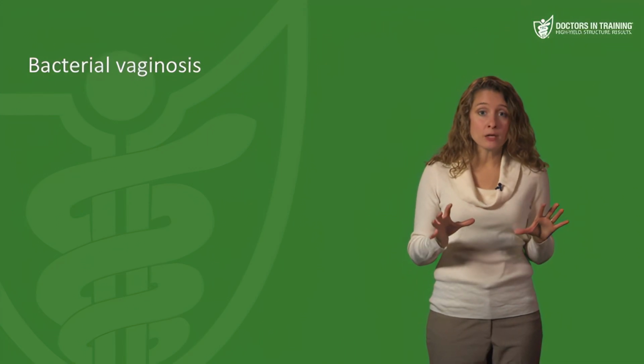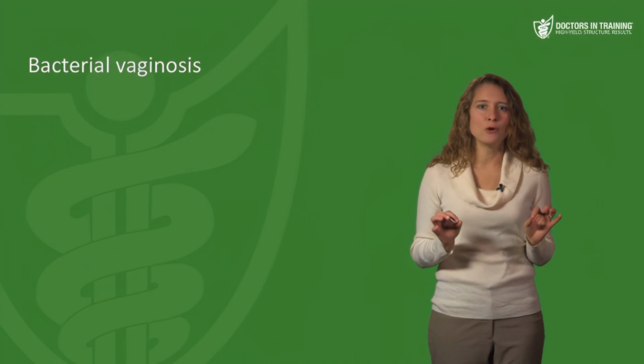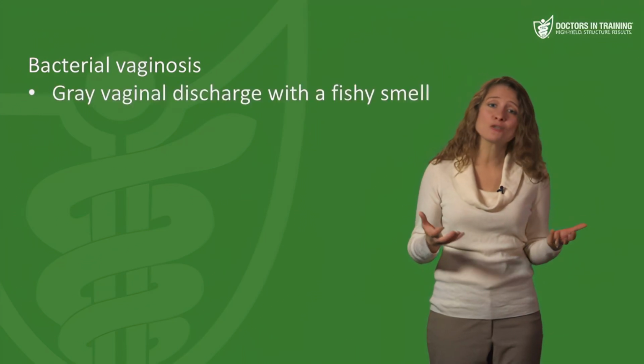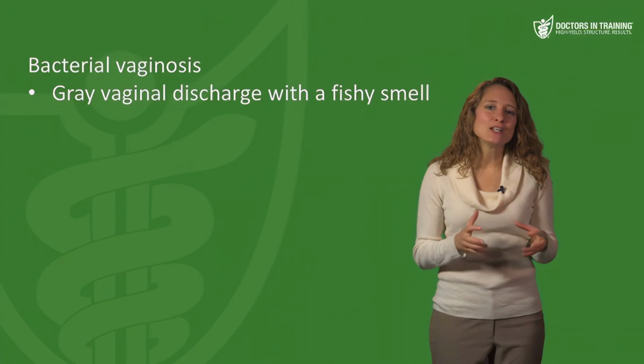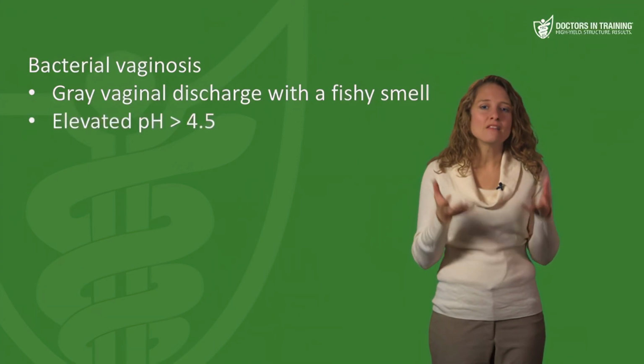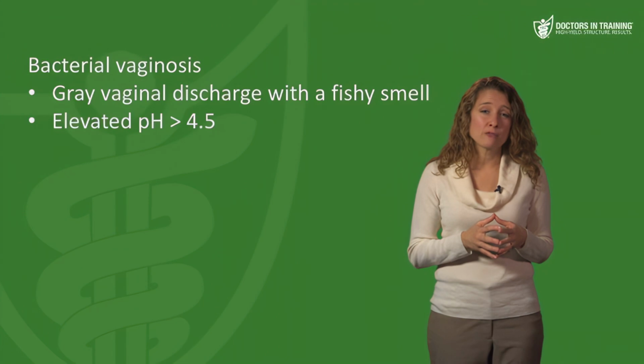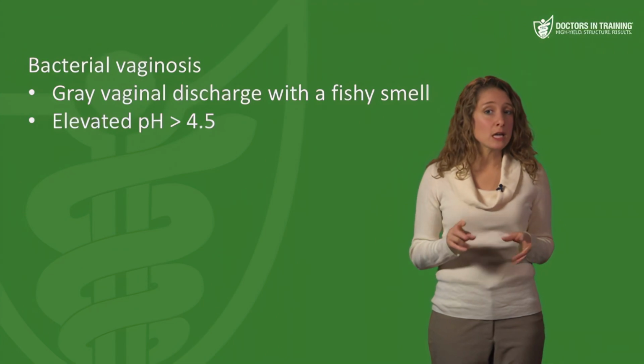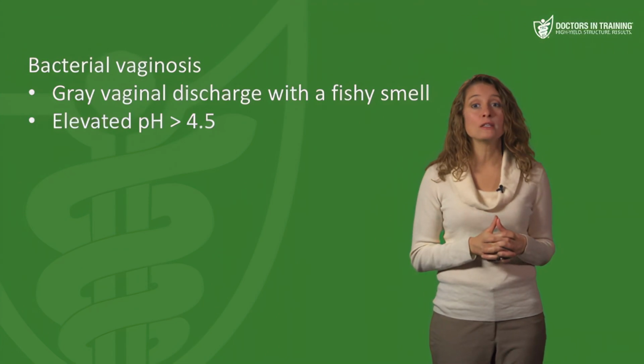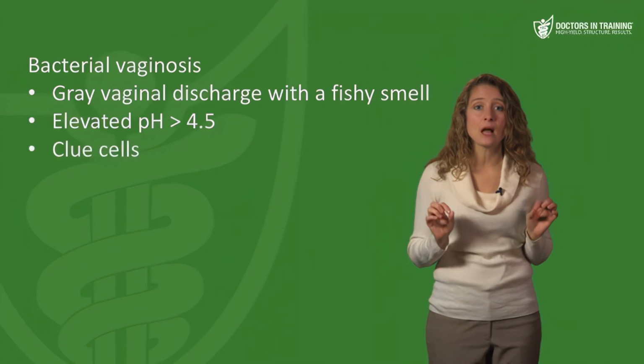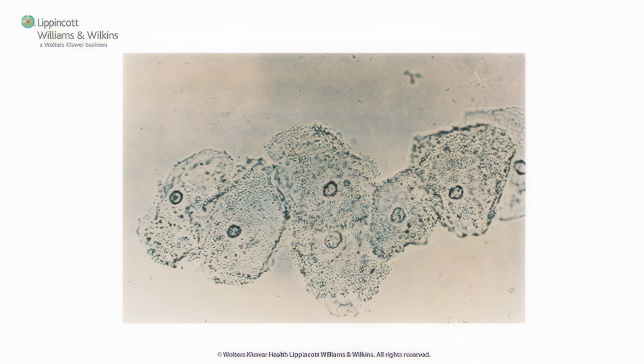But this shift in bacterial flora definitely makes itself known, usually as grayish vaginal discharge with a fishy odor. Now, there's also an associated elevation of vaginal pH to greater than 4.5. And one diagnostic clue to bacterial vaginosis is the clue cell. What's a clue cell? It's actually just a vaginal epithelial cell that's covered with coccobacilli. But there are usually a lot of them in bacterial vaginosis.